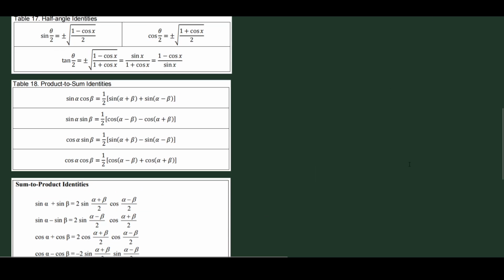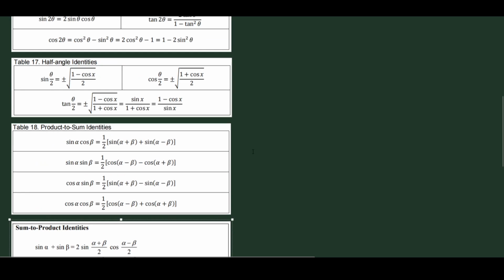Okay, everyone, we are now here at the product to sum identities and the sum to product identities. In the module, there are actually typos. Please search the internet, or you can take note of these particular sum to product identities here, because some of the sum to product identities in the module are erroneous.